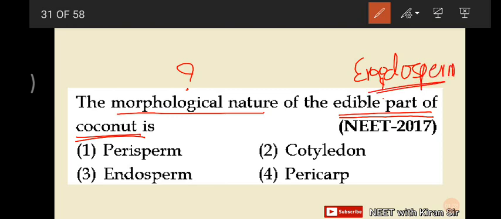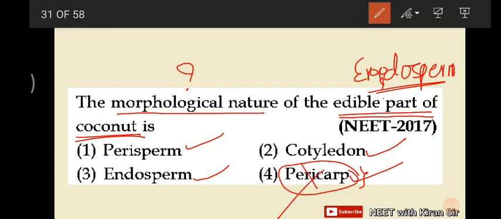So when I say endosperm, look at the options. A fruit has different parts: it has perisperm, cotyledon, pericarp, and endosperm. Pericarp is the outermost layer of a fruit and includes epicarp, mesocarp, endocarp. In case of coconut, the pericarp is not at all edible, hence it cannot be the right answer. Then the cotyledon is also not an edible part.